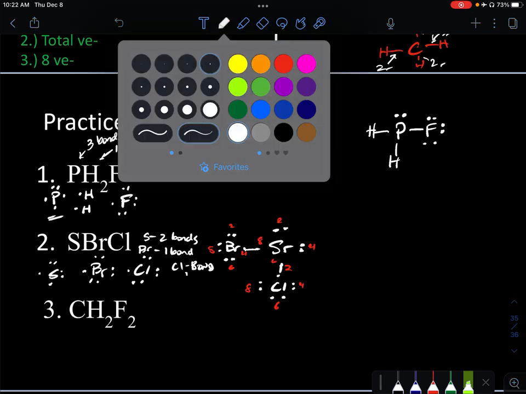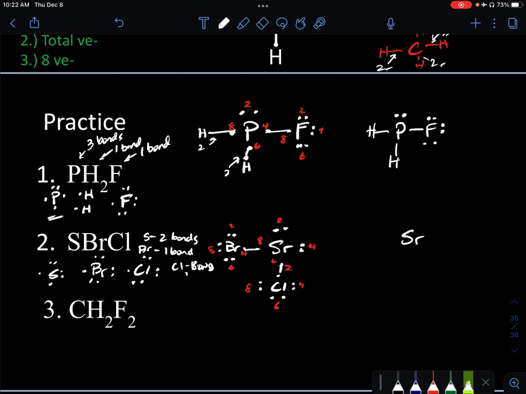Let's redraw it so it looks cleaner. S, 2 on the top, 2 on the side, down to a Br, or whoops, sorry, that's got to be a Cl. So that's going to be a Cl, 2 on the side, 2 on the left, 2 on the bottom, and then a Br over here. That'll be our final drawing for that one.